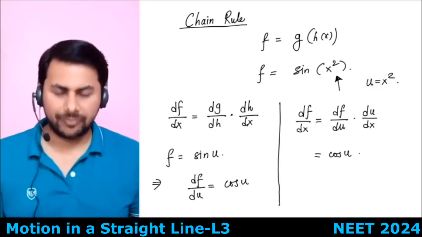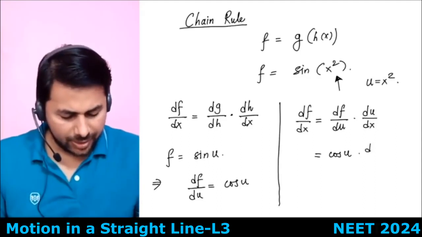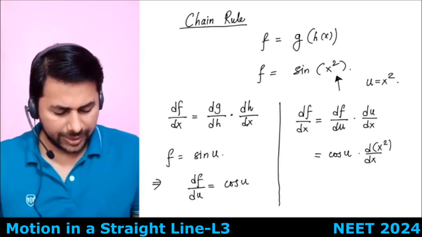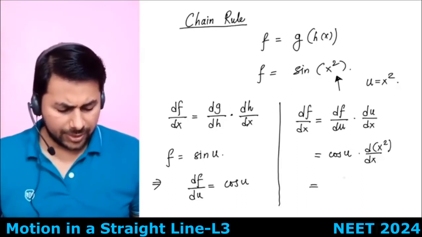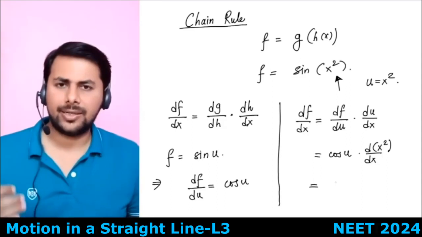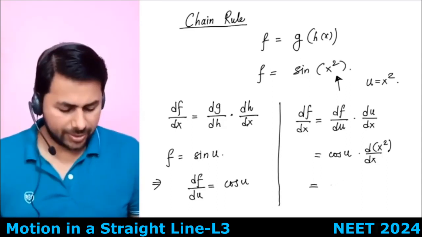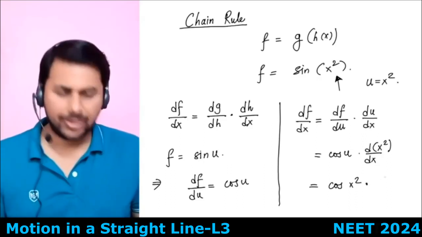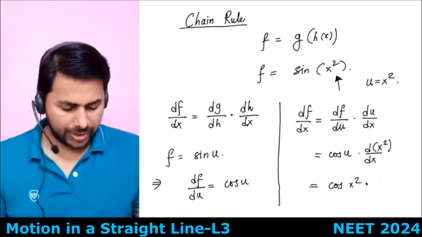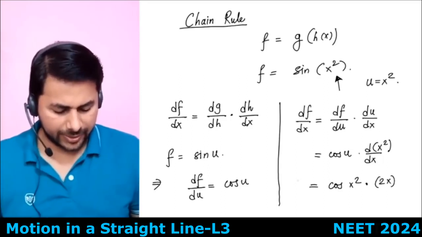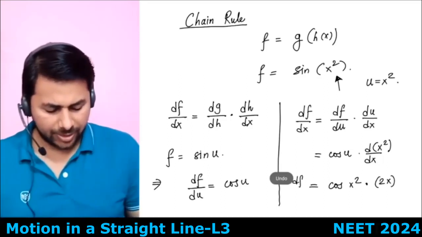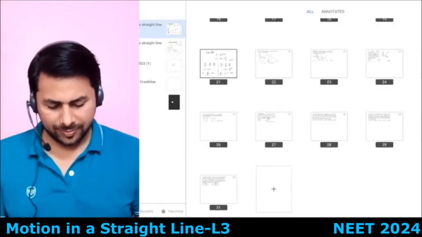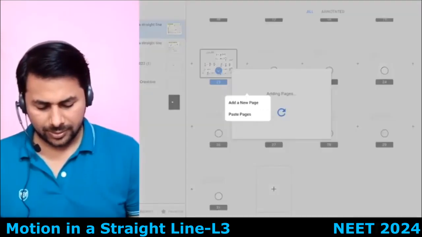Derivative of x square with respect to x, right? So it is the derivative of u with respect to x, and u is x square. So that is cos u. Now you can write everything in terms of x. This will be cos of x square multiplied by the derivative of x square with respect to x, which is 2x. So this will be your application of chain rule. Okay, is it clear? Yes, sir.